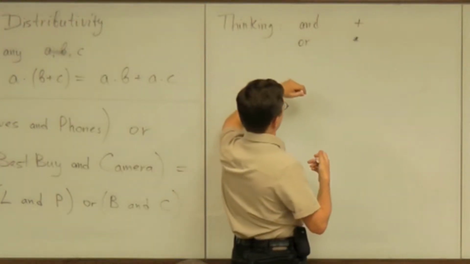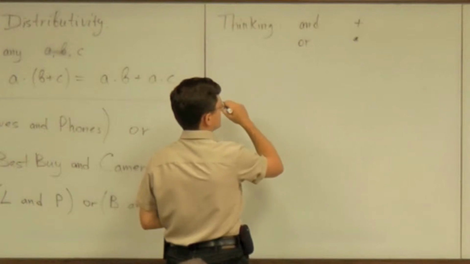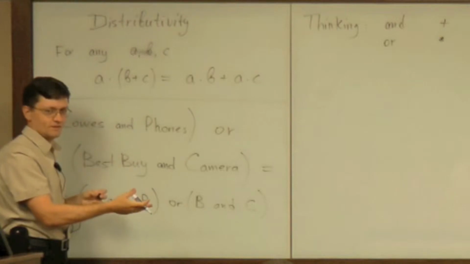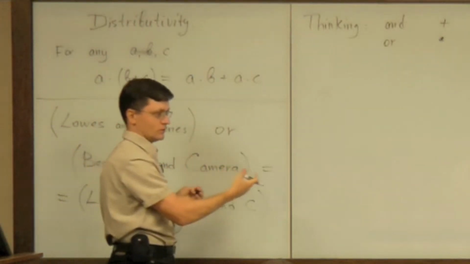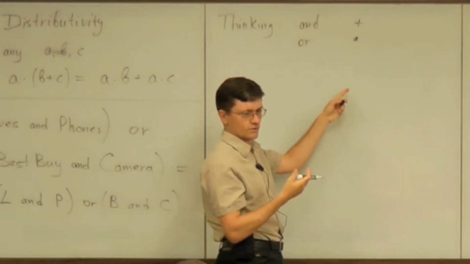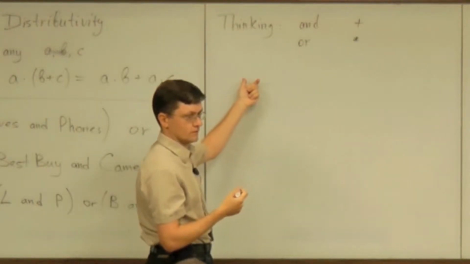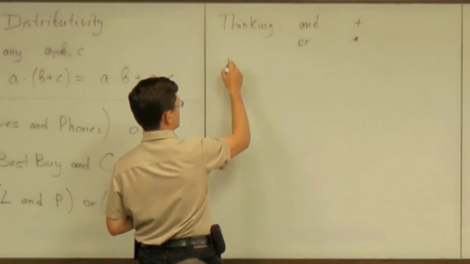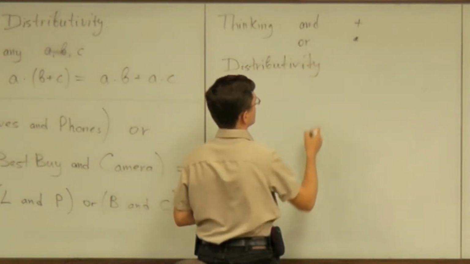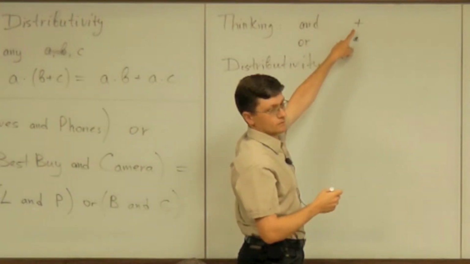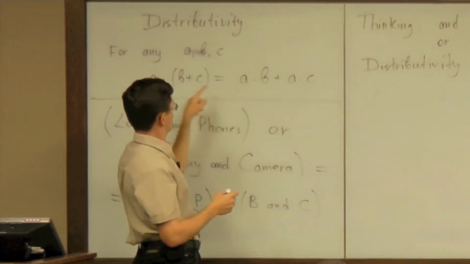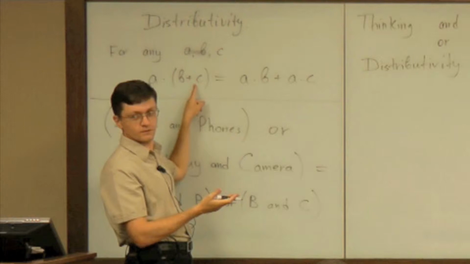Well, we can think about interpretations any way we want, right? But the thinking becomes legal only if what we do using this thinking is legal, right? So what is it that I want to do? I want to do distributivity. So what does it mean? Distributivity, if I think of and as addition and or as multiplication. Because this is the addition multiplication distributivity.